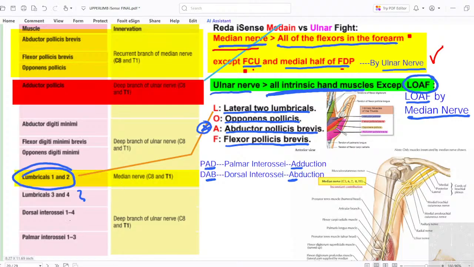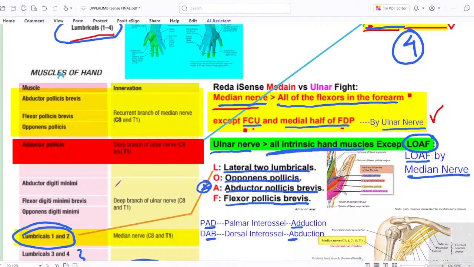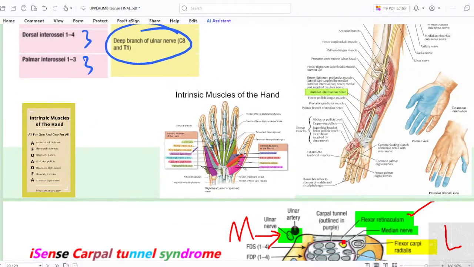Lumbricals three and four, dorsal interossei, palmar interossei are all supplied by the deep branch of the ulnar nerve. Adductor pollicis, remember, is supplied by the ulnar nerve. Flexor pollicis brevis, opponens pollicis, and abductor pollicis brevis are supplied by the median nerve, through the recurrent branch of the median nerve.